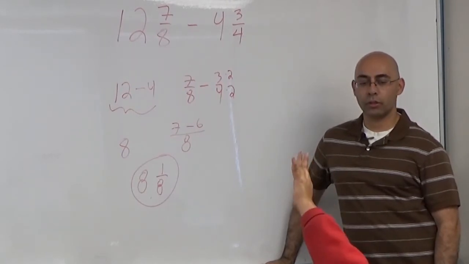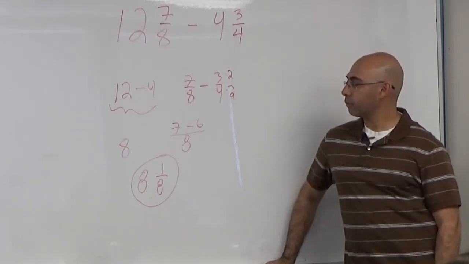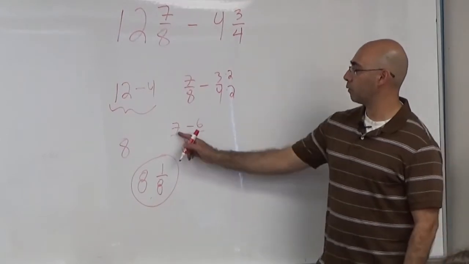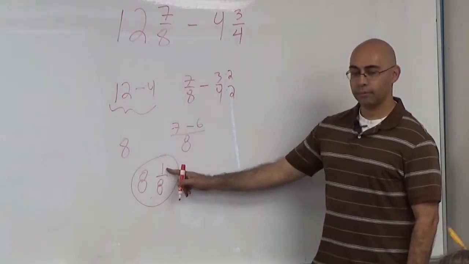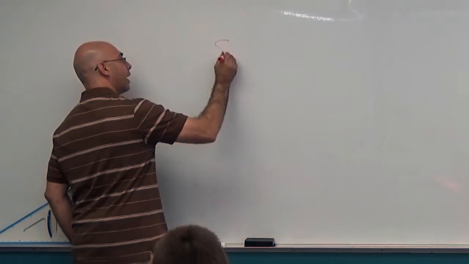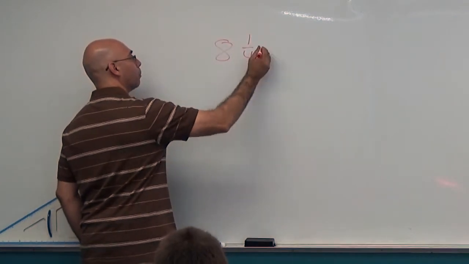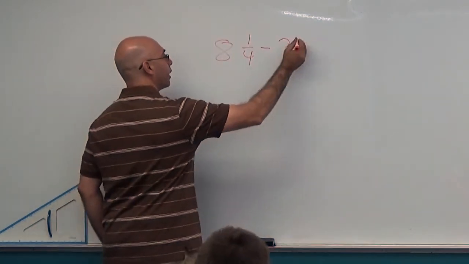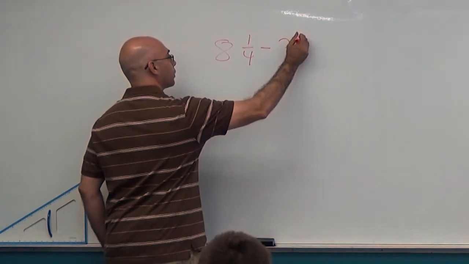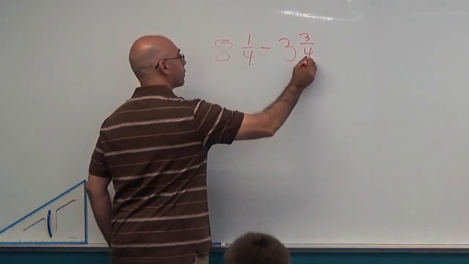Wait, how did you get 1 though? 1 from... What's 7 minus 6? Oh, 1. Okay. What if I have 8 and 1/4 minus 3 and 3/4?